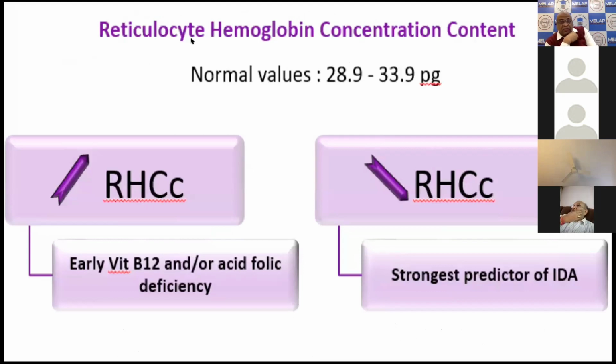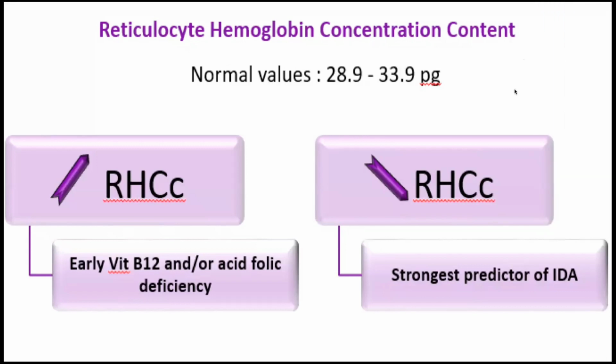Then there is a parameter which is provided to us, as we were discussing. These days machines are providing some new parameters also: reticulocyte hemoglobin content. Normal value is 28.9 to 33.9. You will find some variation in the values in different instruments. If this RHCC is high, it may be because of B12 or folate deficiency. But if this RHCC is low, it is a very strong predictor of iron deficiency anemia.